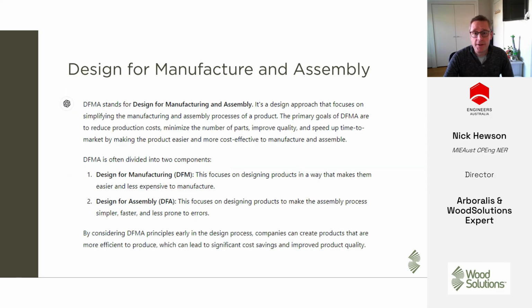So, design for manufacture and assembly. That's really what we're here to speak about today. It's exactly what it sounds like. It's divided into two components: design for manufacture. How do you design your buildings and products in a way that makes them cheaper and less complicated to manufacture? And design for assembly, which is how do you make things easy to put together on site, safe, fast, and less prone to errors.